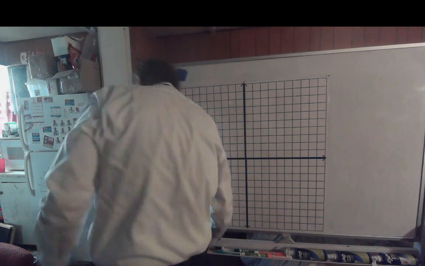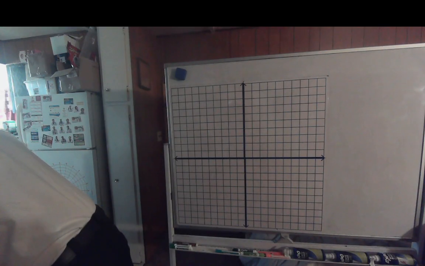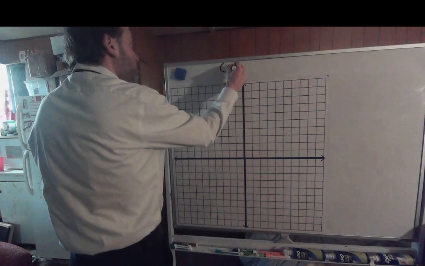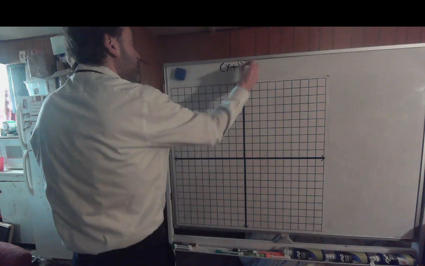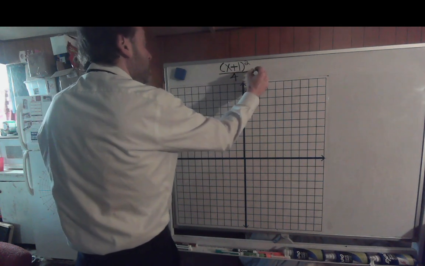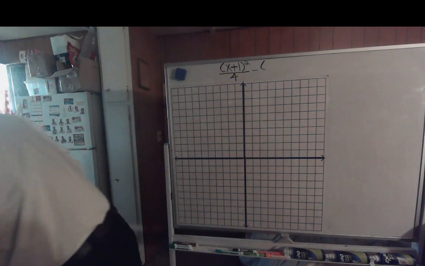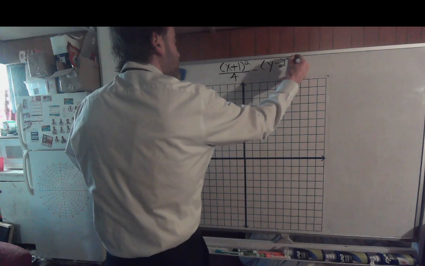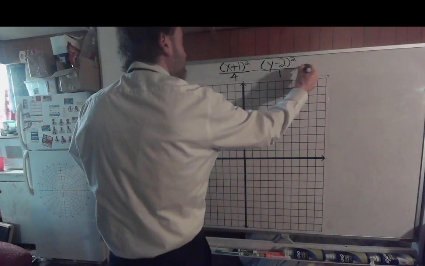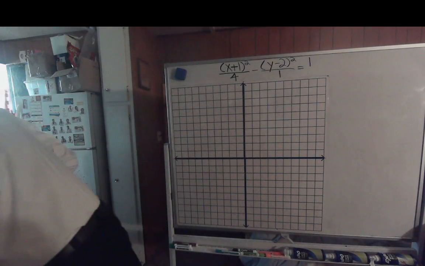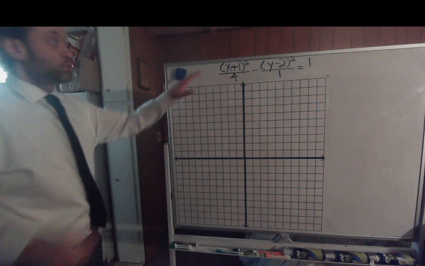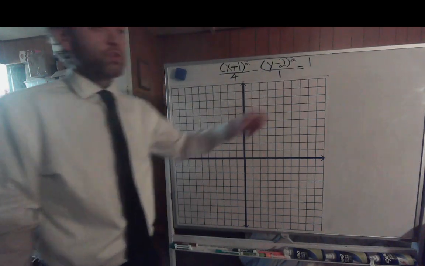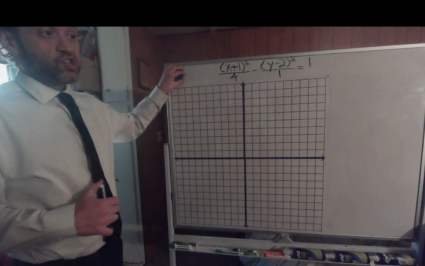All right, so we have here (x plus 1) squared all over 4 minus (y minus 2) squared all over 1 equals 1. So we have (x plus 1) squared over 4 minus (y minus 2) squared over 1 equals 1. So definitely the equation of a hyperbola.